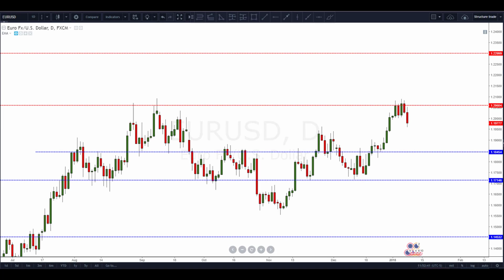Starting off here on the euro dollar, in last week's breakdown of this pair, we talked about this 1.2060 level as being possible resistance, and since then we've had over 100 pip push down from that level. So let's go ahead and head over to a clip from last week's video, take a look at that, and then we'll be right back here on the euro dollar chart to talk about some trading opportunities we could possibly see this week out of this pair.